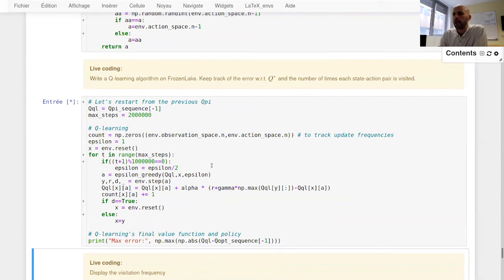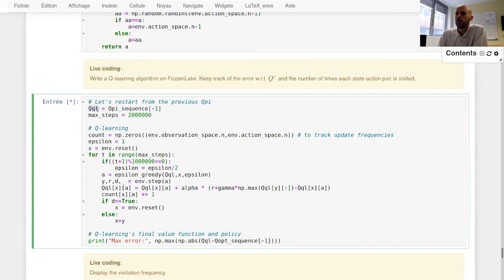We will try to keep track of more than the error itself with respect to Q star. We will keep track of the number of times each state action pair is visited to actually try to illustrate this exploration problem in reinforcement learning. So here is what the algorithm does. The QQL is the function I will learn. We initialize it by taking the last QPy from what I had learned, so that convergence is a bit faster. We will perform 2 million steps of interaction, and we will store in that count matrix the number of times that we have actually visited a state action pair.